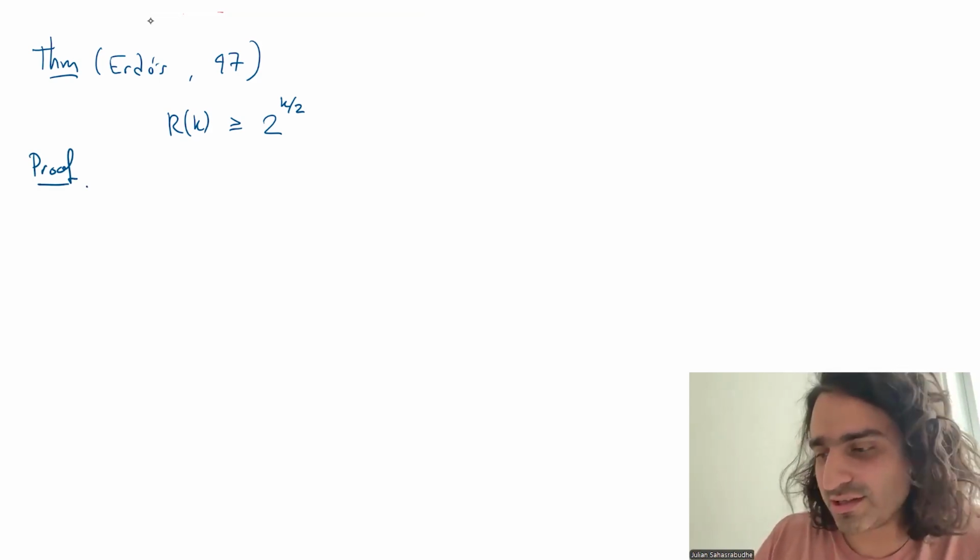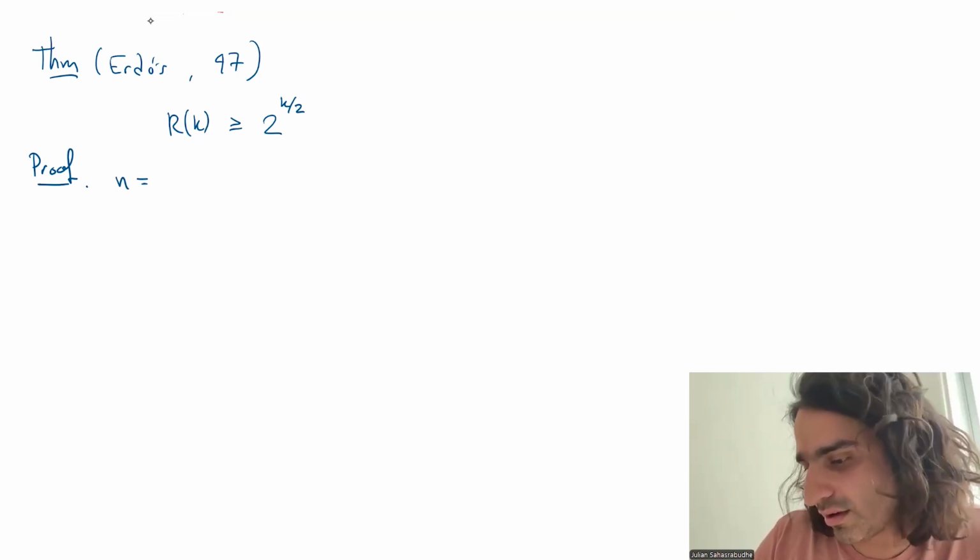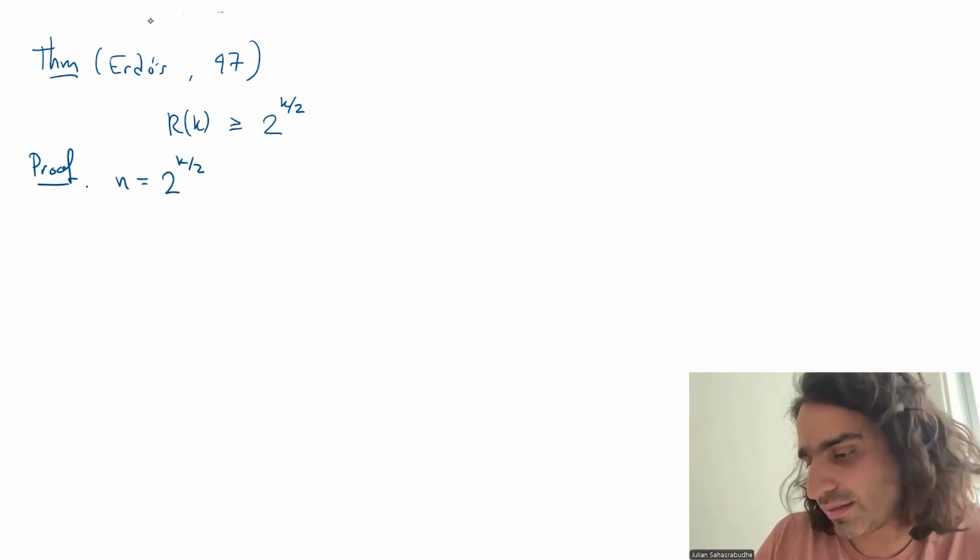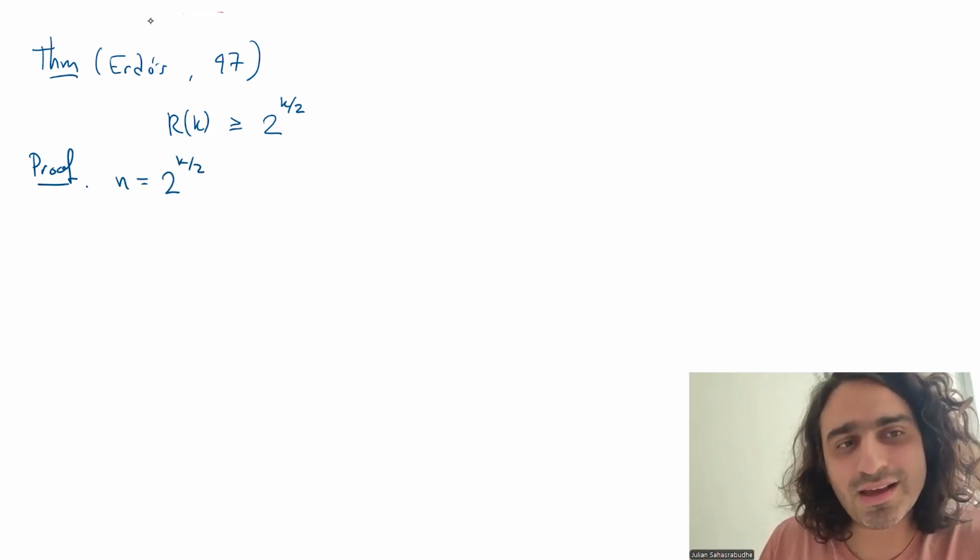So what do I need to do? I want to produce a coloring on a graph on this many vertices, okay?